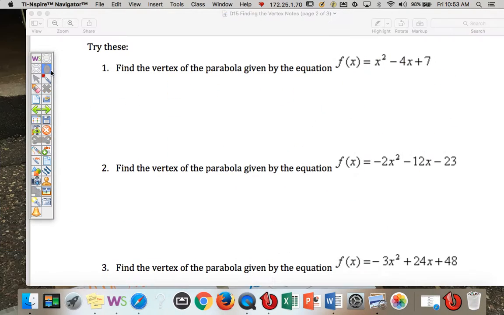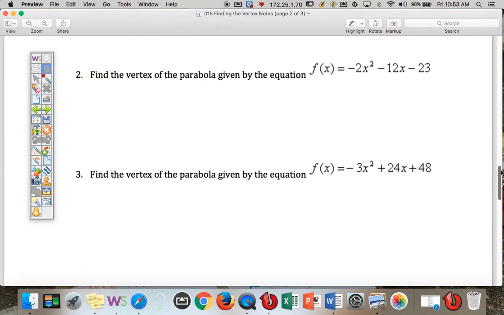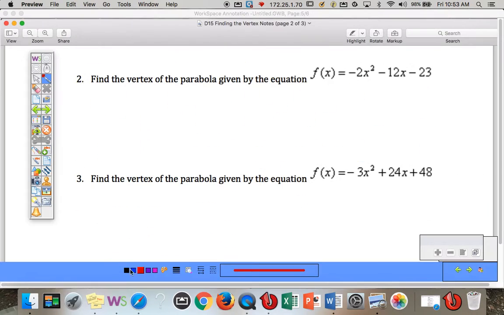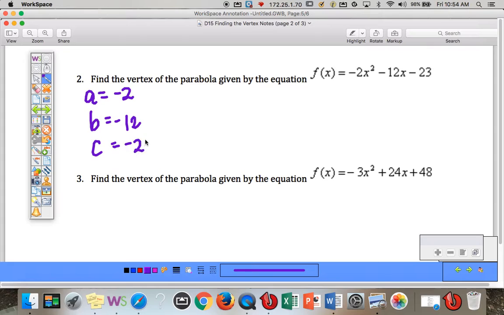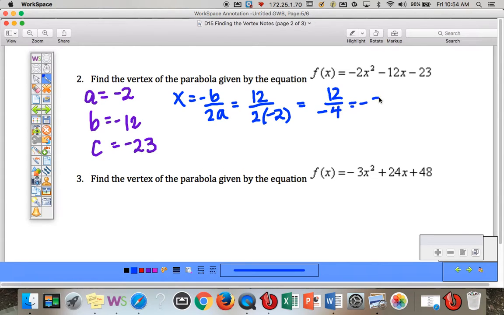Okay, let's try the next one. Again, find the vertex. Where does it change direction? So the first step is A, B, and C. So here A is -2, B is -12, C is -23. Next step, x equals opposite b over 2a. The opposite of -12 is 12 over 2 times -2. We get 12 over -4, which is -3.